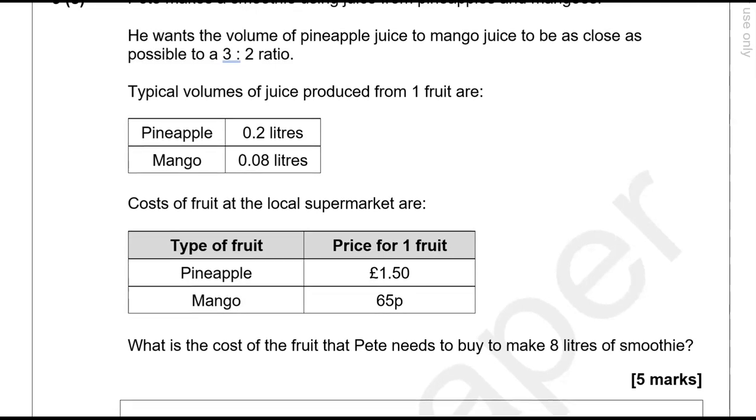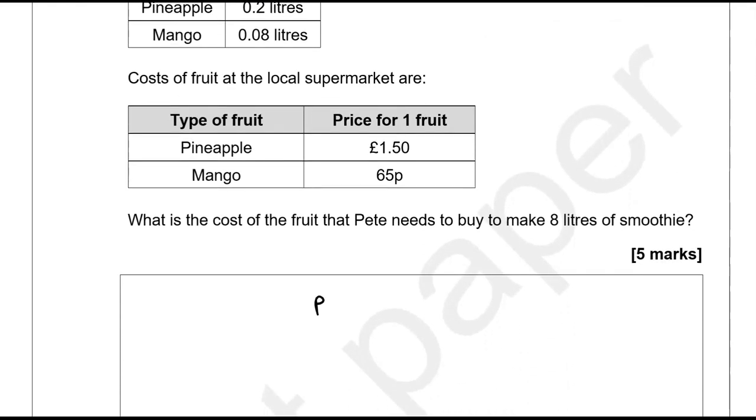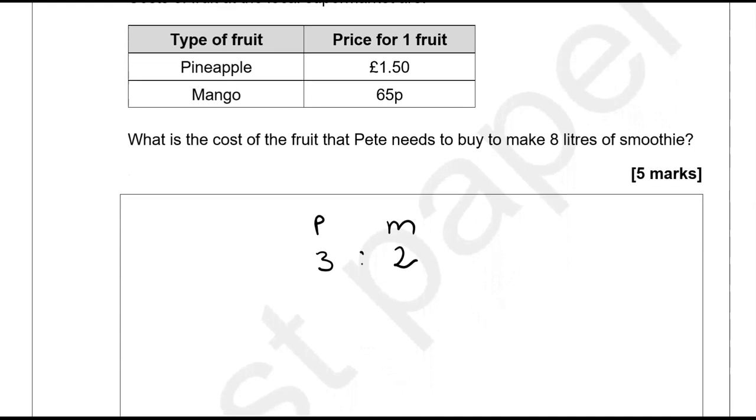So the ratio of pineapple to mango juice is 3:2. So we're looking at a total of 5 units. So 3 and 2 makes 5. But we're looking to make 8 litres in total. So to get from 5 to 8, what do we multiply by?